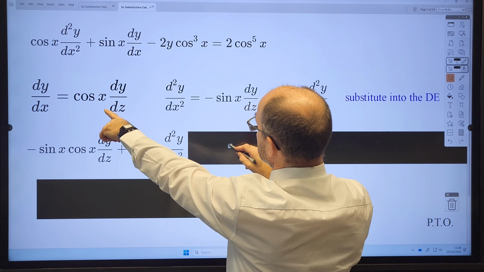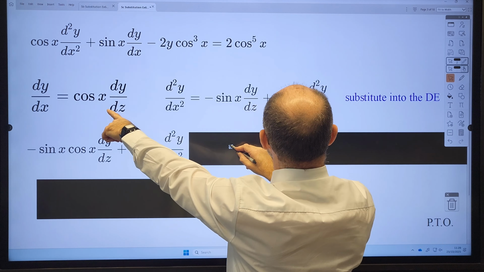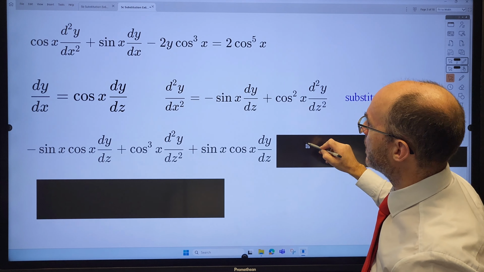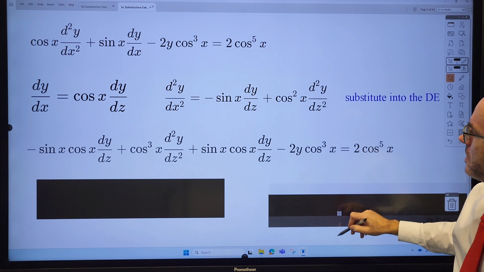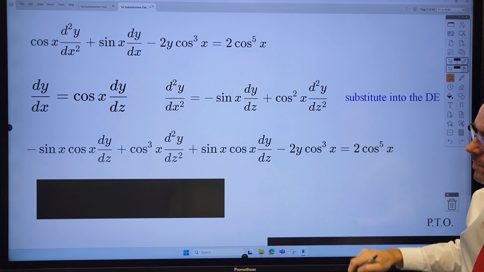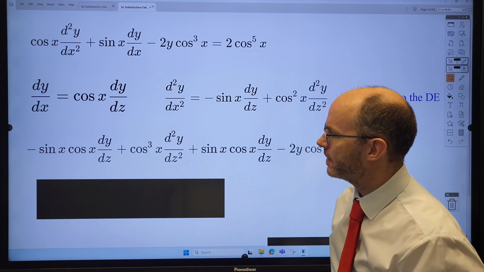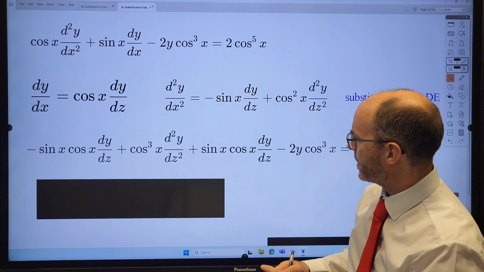Oh, sorry, I messed up. Beg pardon. That whole thing was d2y/dx squared, wasn't it? Times cosine x. Sorry, I confused myself there. Right, so that times cosine x, and then the sine x times dy/dx. There we go, it's looking better. Sine x times that there, cosine x dy/dz. And then this is just going to be the same, negative 2y cos cubed x equals cos to the 5x. Then I'm going to see what I can do with that.